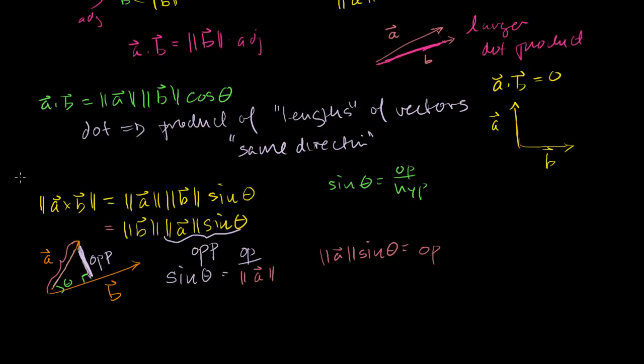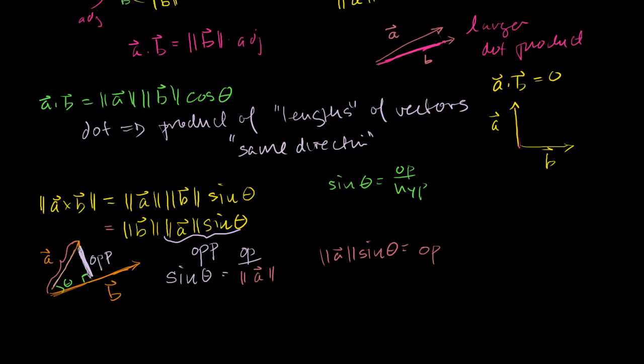So when we're taking the cross product, we're essentially multiplying the length of vector B times the part of A that's going perpendicular to B, right? This opposite side is the part of A that's going perpendicular to B. So they're kind of opposite ideas. With the dot product, you're multiplying the part of A that's going in the same direction as B with B. While when you're taking the cross product, you're multiplying the part of A that's going in the perpendicular direction to B with the length of B. So it's a measure of how perpendicular these two are, and the dot product is a measure of how much they move in the same direction.